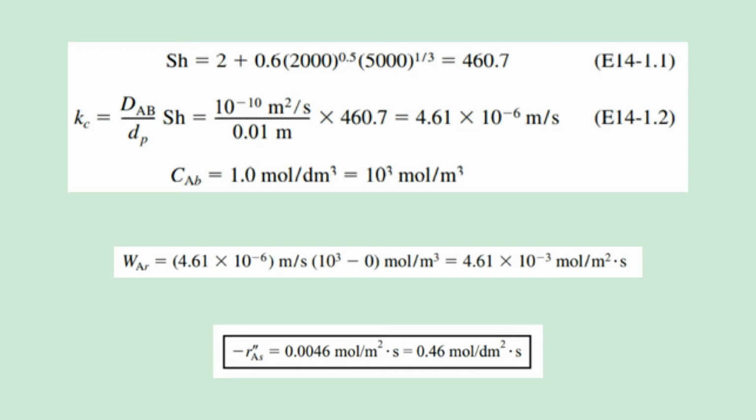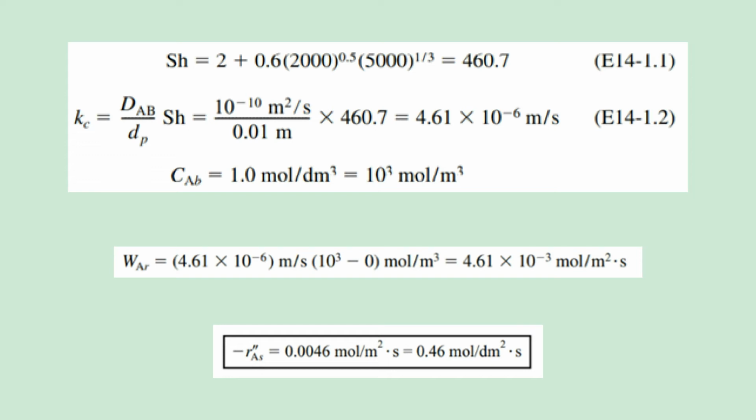We will now use the values of the Reynolds number and the Schmidt number we solved earlier. We substitute them in the Frössling equation, and we obtain the Sherwood number to be 460.7. We will use the Sherwood number to solve for Kc, with the equation Kc is equal to DAB over dp times the Sherwood number. Substituting the known values, we obtain Kc to be 4.61 times 10 to the power of negative 6 meters per second. We were given the value of CAb in the problem to be 10 to the 3 mole per meter cubed.